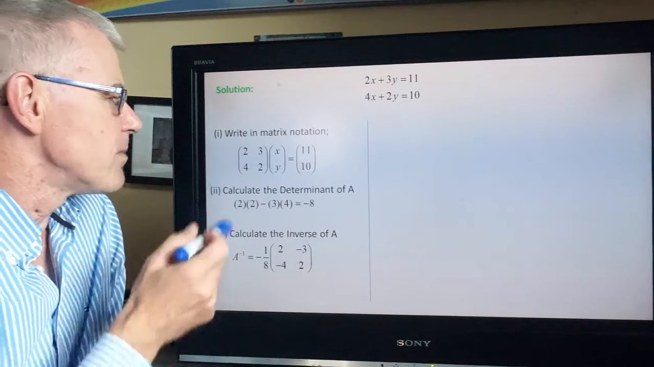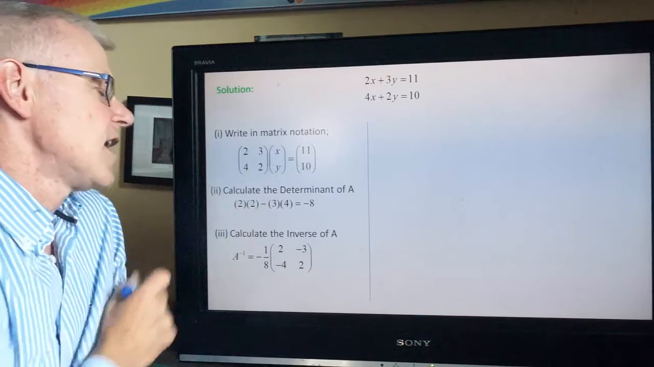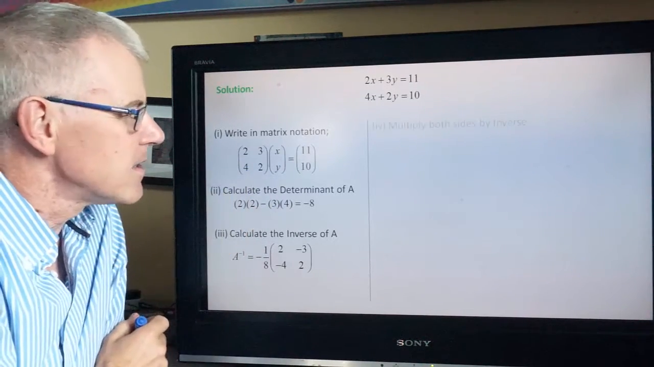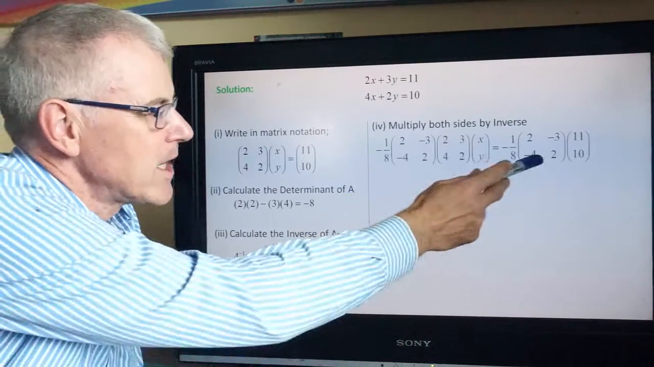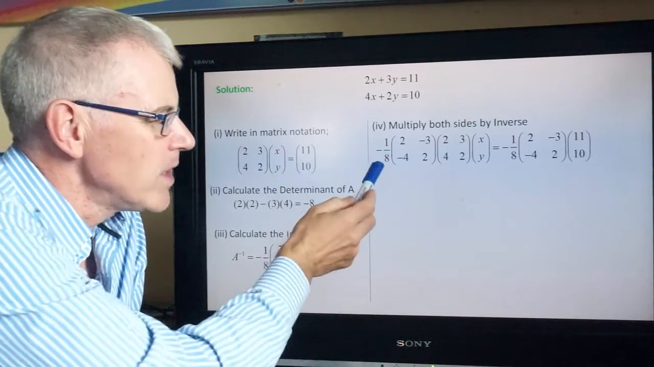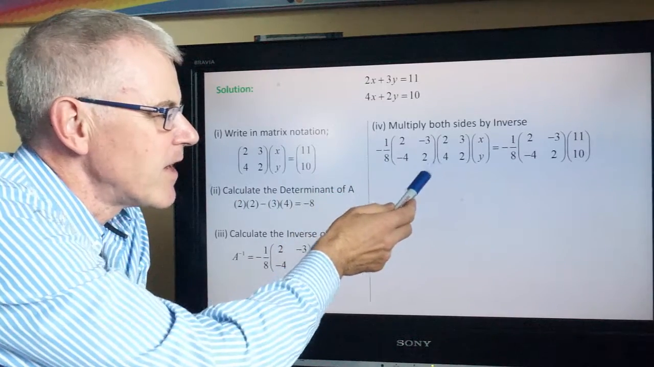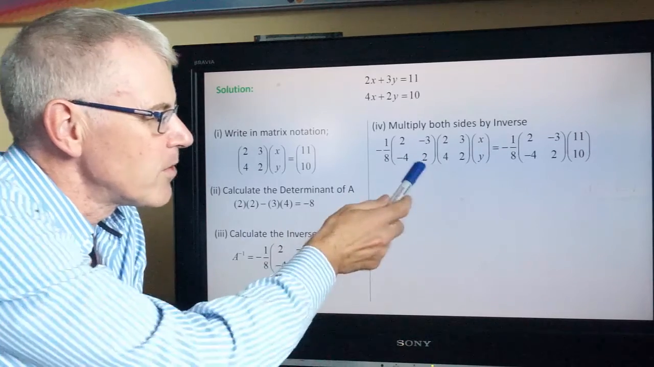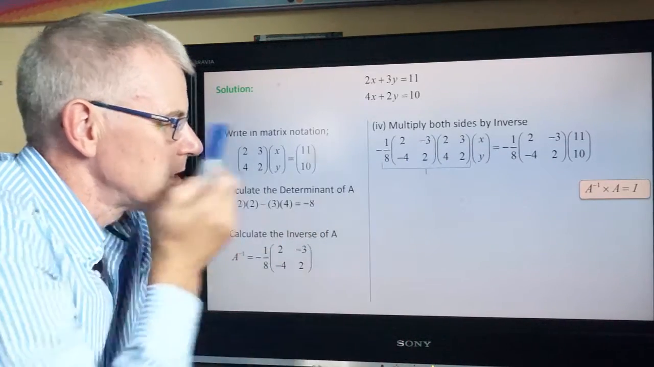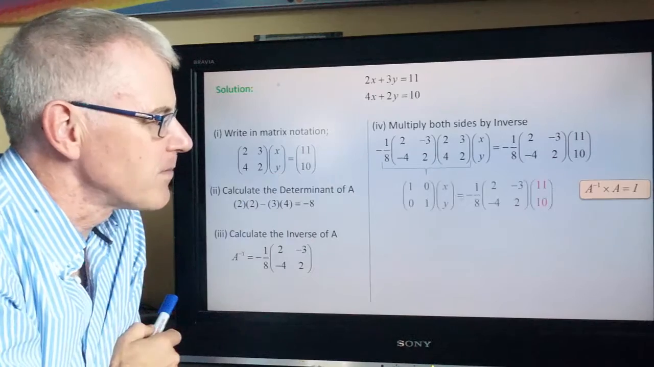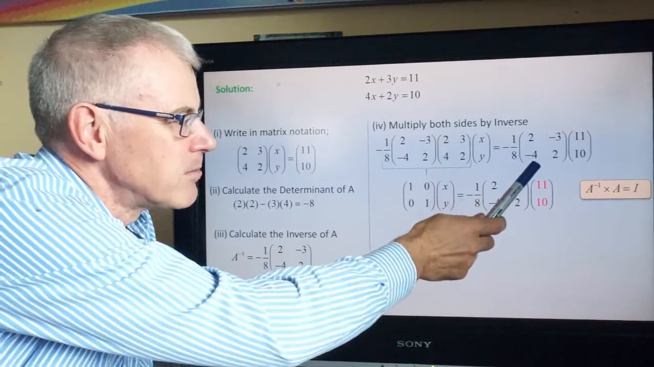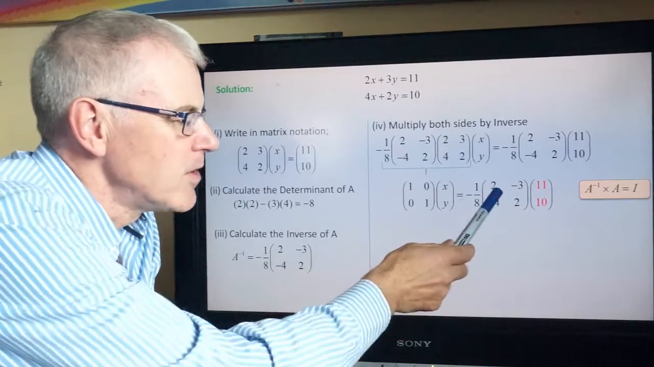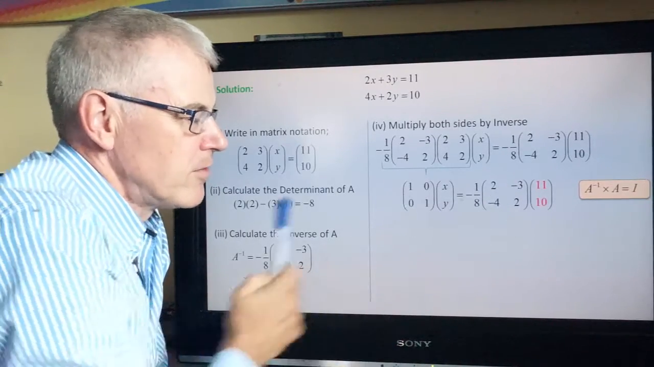So what we do is we multiply both sides of this equation by the inverse of A. So we multiply the left hand side by the inverse and then multiply the right hand side by the inverse. Now when you multiply the inverse of any matrix by the original matrix, you just get the unit matrix. So we could replace these two terms here by the unit matrix, and on the right hand side we need to multiply this 2 by 2 matrix by the column matrix.